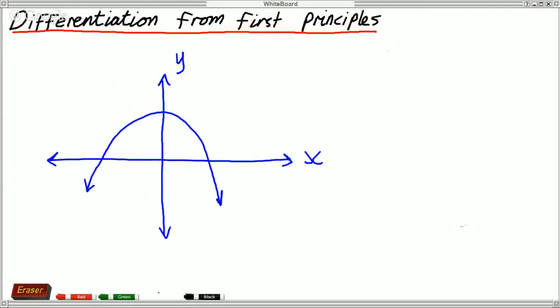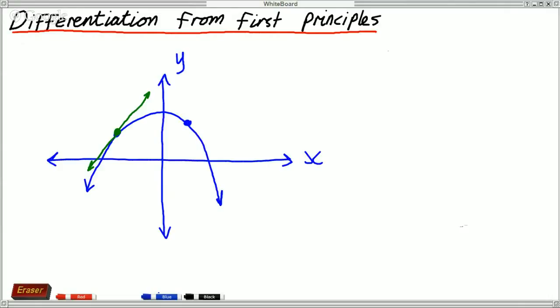Differentiation is the process which will allow us to find the gradient at each individual value of x on the curve here. And the gradient will be represented by the tangent at that point. So that green tangent line would represent the gradient at that point there on the curve, the green point.